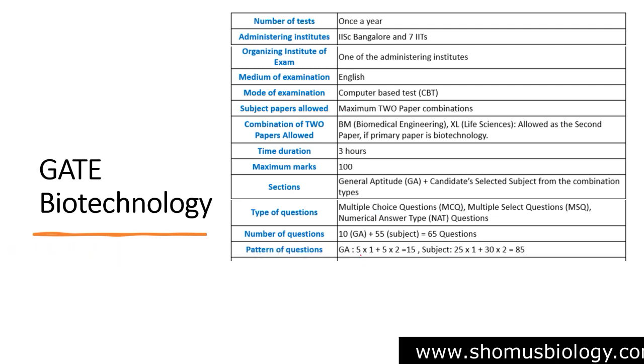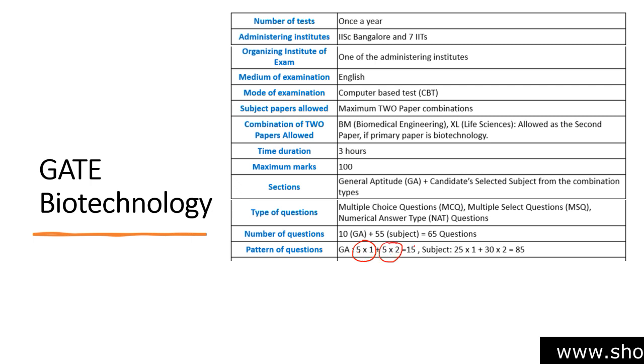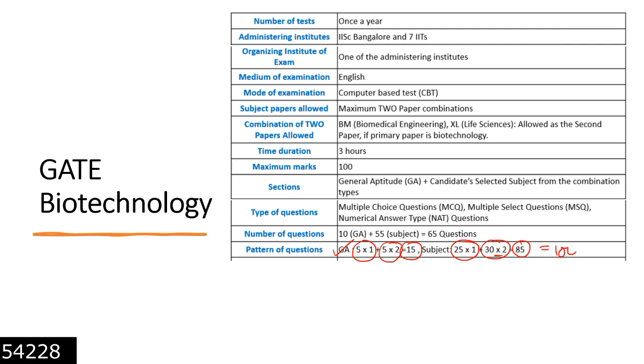Pattern of the questions. So see the question marks. For general aptitude, there are 2 kinds of question. 5 questions, each 1 mark, plus 5 questions, each 2 marks, gives us 5 plus 10, 15 for general aptitude. And 25 questions out of 55 in the subject paper are 1 mark, 25, and 30 questions are 2 marks, 60. 60 plus 25, 85. So that gives us 15 plus 85, a total of 100 marks.